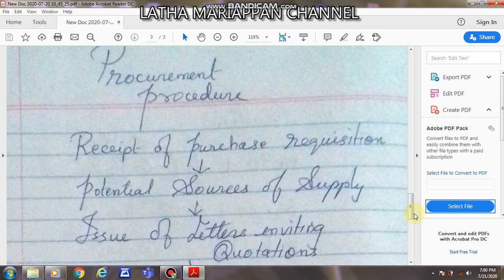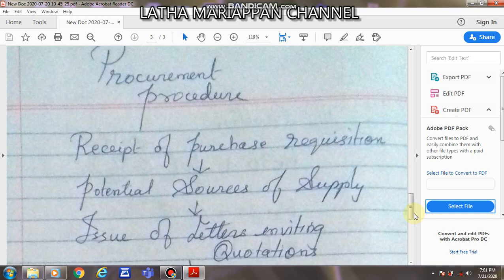Then the third one is issue of letters inviting quotations. The purchasing department issues a letter to the approved suppliers requesting them to send quotations. This letter contains full information pertaining to the material required, how much quantity is required, and the quality specification in detail. The delivery schedule and place of delivery will also be there in the letter.